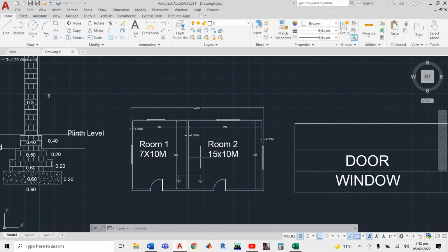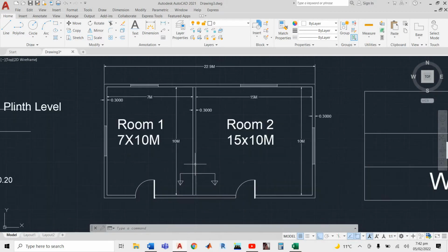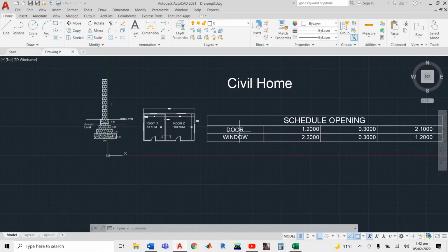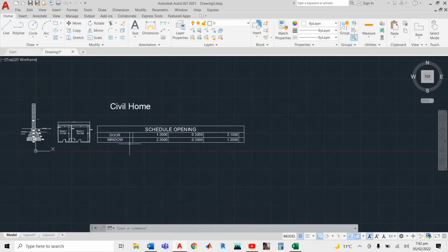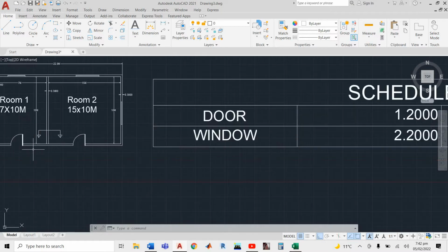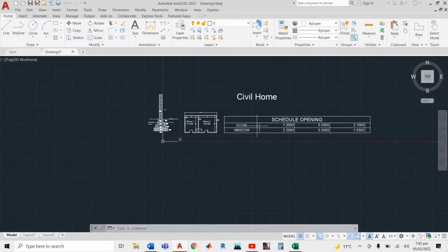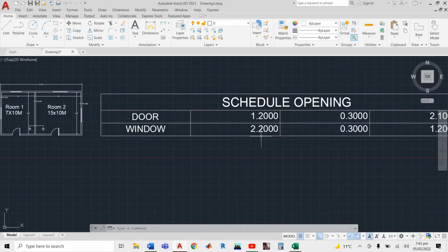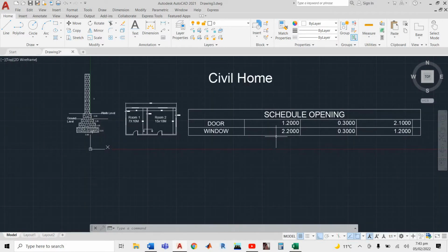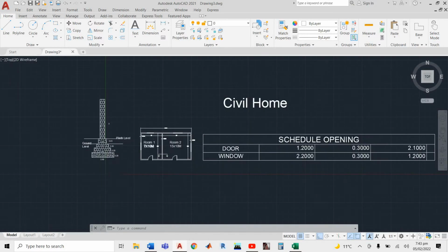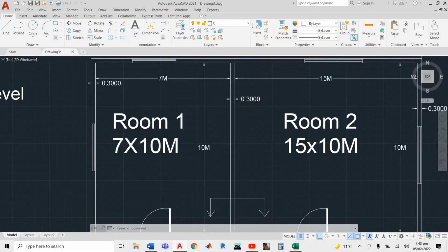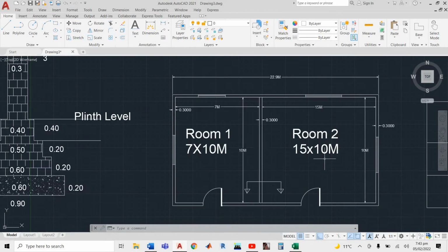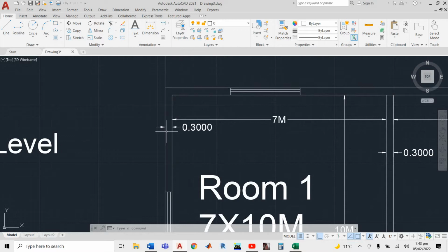So see here what we have. We have 2 rooms with 2 doors and 3 windows. Here we also have the properties of our doors: the door is 1.2 meter length, 0.3 width, which means thickness, and height is 2.1. Our windows are 2.2, 0.3 and 1.2: 2.2 is the length, 0.3 is the width, and 1.2 is the height. We also have the dimensions of our first room, 7 by 10, and the dimensions of our second room, 15 by 10. And our wall thickness is 0.3.